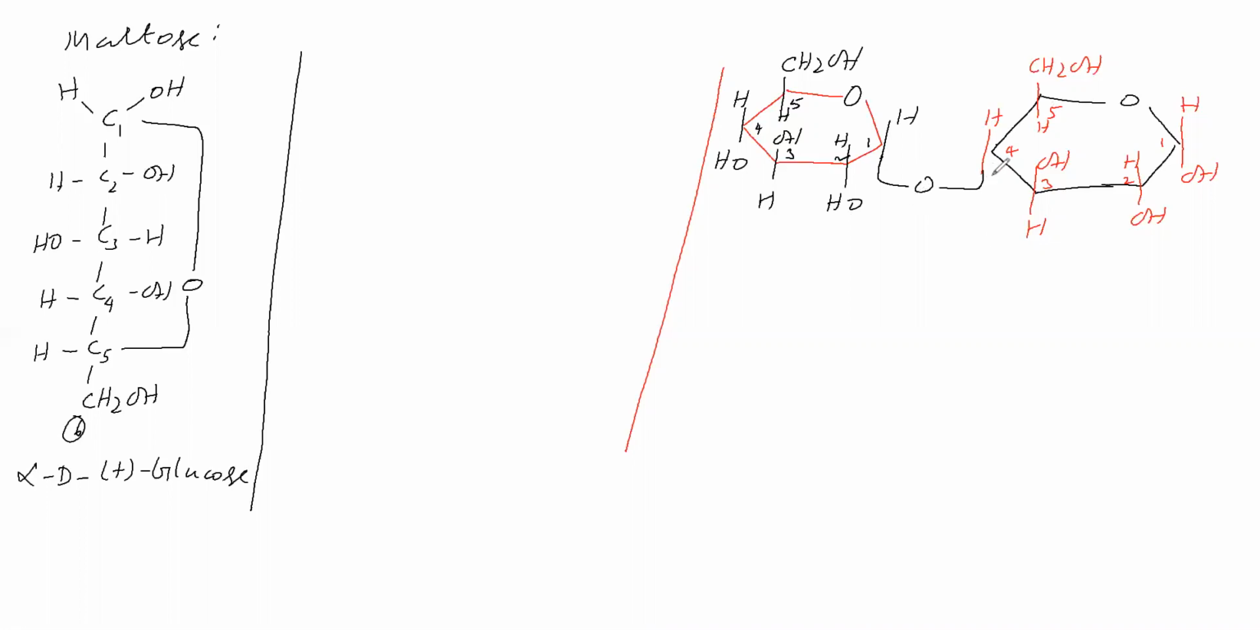This is maltose. Now, in maltose, is a carbonyl group present or not? Yes, this C1 is a carbonyl group. This carbonyl group is in hemiacetal form. Therefore, it can reduce Tollens reagent. So it is a reducing sugar. It can show mutarotation.